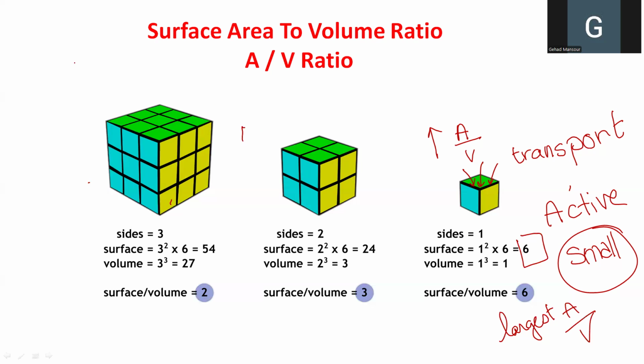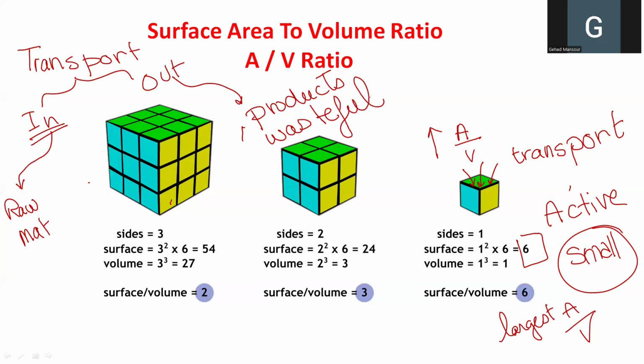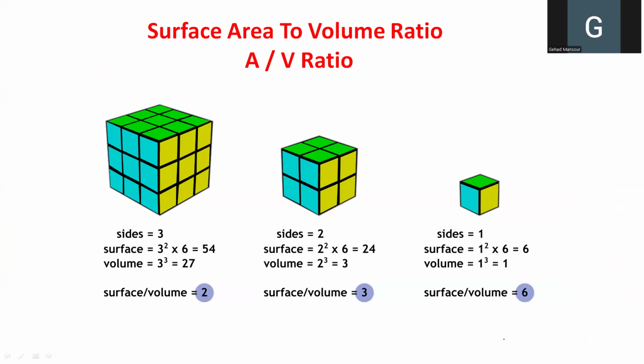So when the cell transports substances, transport can be in or out. Why do active cells require inward transport? In order to get the ingredients, the raw material or the substrates that are needed for the chemical reaction. But out, in order to either deliver the useful products that they have formed, or to get rid of the wasteful products. So this is why active cells should have a surface area to volume ratio good for transport.